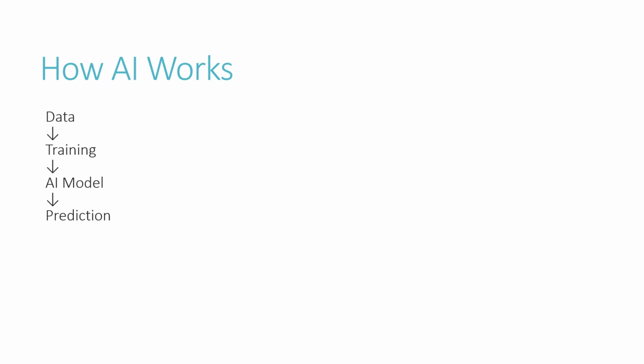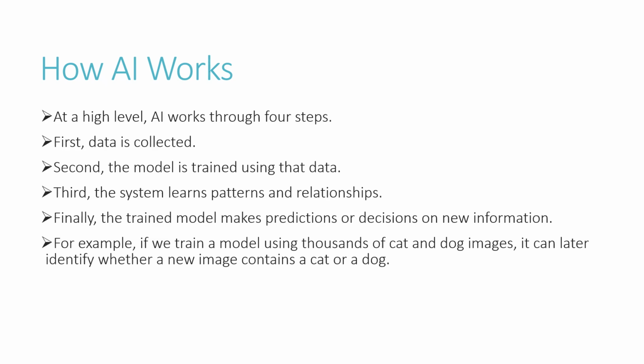So, how does AI work? Data, training, AI model, prediction. At a high level, AI works through four steps. First, data is collected. Second, the model is trained using this data. Third, the system learns patterns and relationships. Finally, the trained model makes predictions or decisions on new information. For example, if we train a model using thousands of cat and dog images, it can later identify whether a new image contains a cat or a dog.